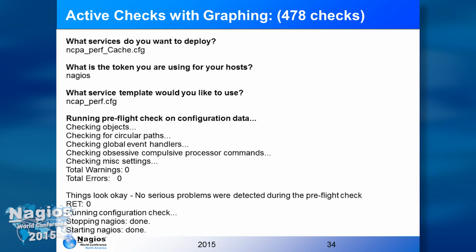It's going to then ask you what services you want to deploy, what's the token you're using, and what service template. Of course, you can make modifications to your service template in the script however you wanted to set that up. All of your settings, your timing, everything that you're going to do there, you could have that all pre-configured the way that you wanted to use these particular checks for.